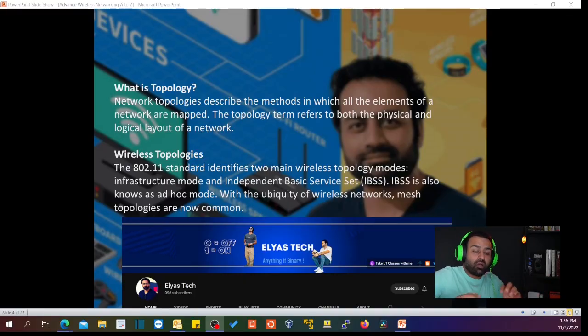Wireless topology. Now let's talk about the wireless topology. So now we found that the physical and the logical structure of the way that we design our wireless devices in any place is called a topology. But there are some standard topologies that we have to follow. So in general, in wireless technology, let's see how many topologies we have. The 802.11 standard identifies two main wireless topology modes. How many wireless topology modes?